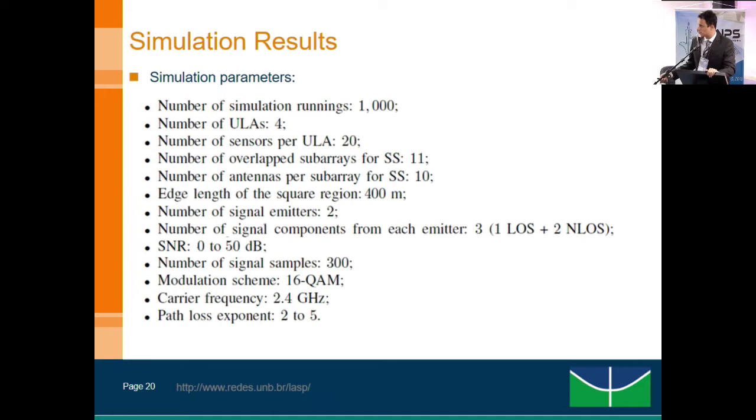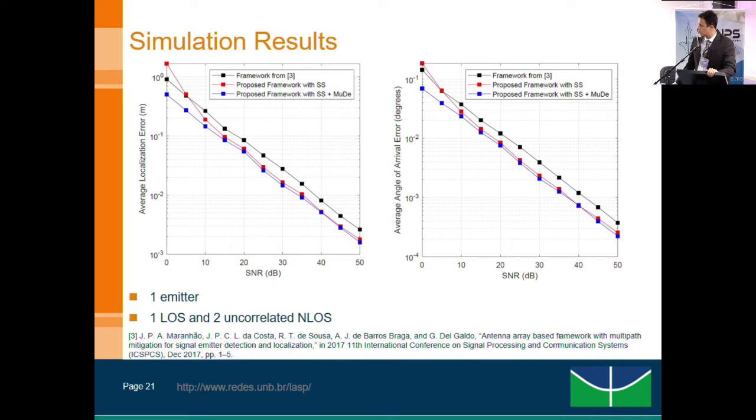Now I'm going to show you some simulation results. These are the main simulation parameters. We have four ULAs, 20 sensors per ULA, two signal emitters, and the edge length of the square region is 400 meters. The metrics evaluated in this work are the average localization error as a function of the SNR and the average angle of arrival error as a function of the SNR. And we compared the proposed framework considering MUTE with the same proposed framework considering only spatial smoothing at the correlation step. And we also compared with our previous framework from our paper published last year.